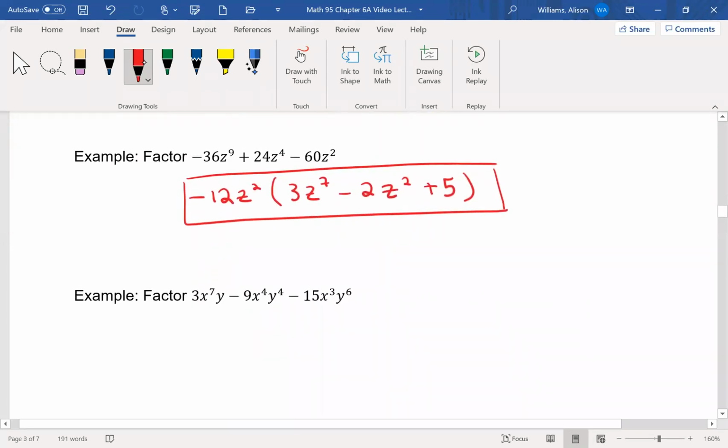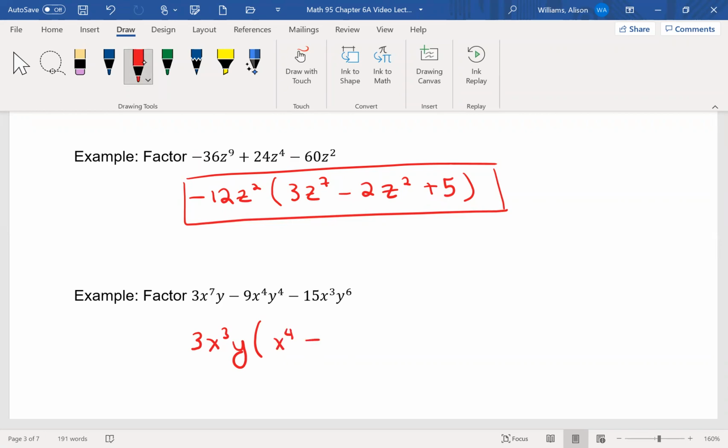All right. Let's try this last one. So this last one has 2 variables. Very exciting. Let's look at the numbers first. 3, 9, 15. Okay, 3 definitely goes into all of those. Looking at the x's, it looks like the smallest one is x cubed. And for the y's, the smallest one is the y in the very first term. Okay, so let's write what we have left. Since we're factoring out a 3, that first term is not going to have a 3 anymore. It is going to have an x to the 4th and no y's because I'm factoring the y out.